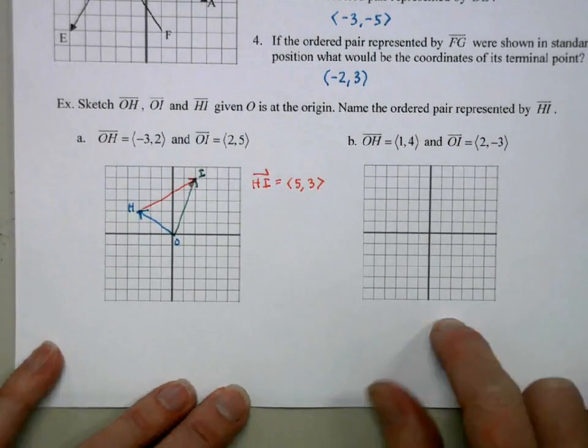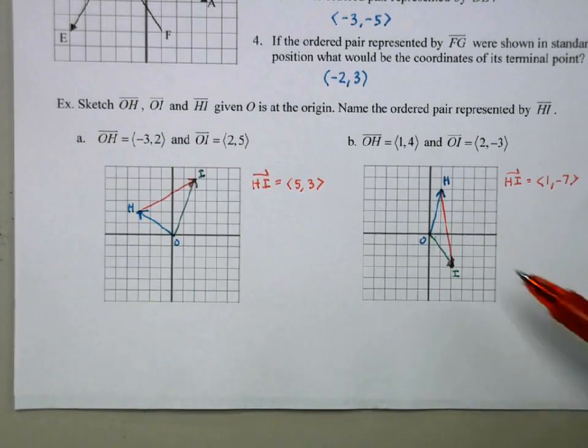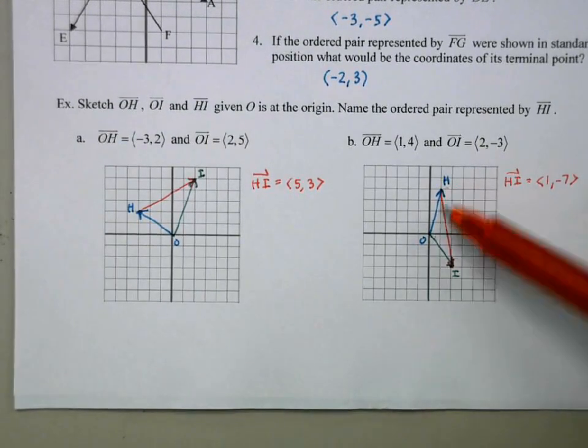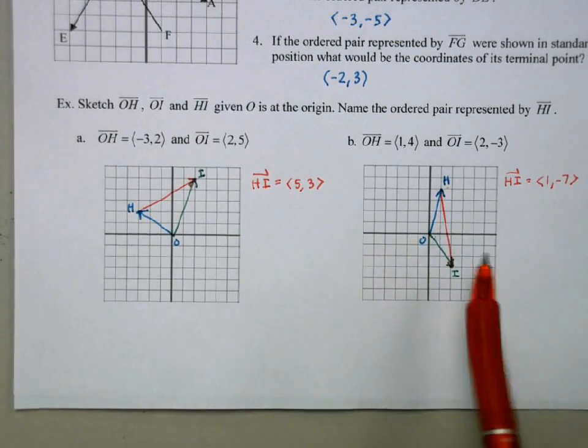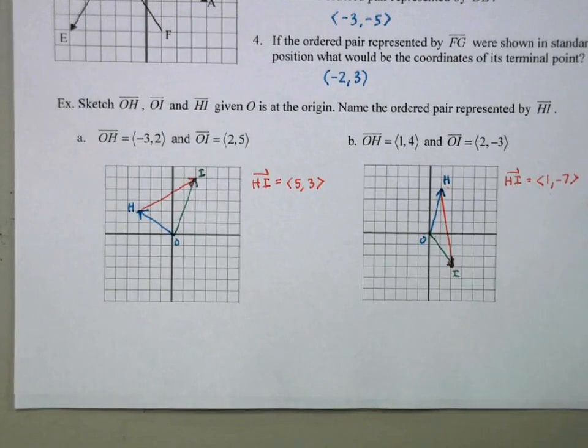So now you can try this one. So OH is <1, 4>. So it looks like that. OI is <2, -3>. When we go from H to I, we're going 1 in the x and -7 in the y.